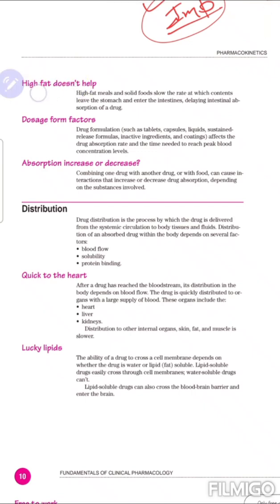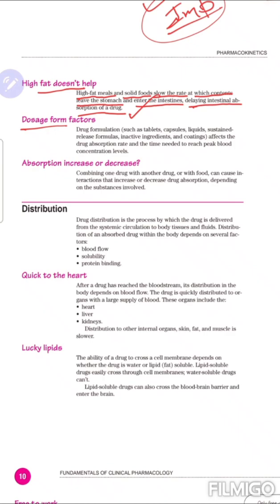High fat doesn't help. High fat meals and solid food slow the rate at which content leaves the stomach and enters the intestine, delaying the intestinal absorption of the drug. What is happening here? If a patient has high fat meals or solid foods, the rate of absorption slows, because the content leaves the stomach and enters the intestine slowly, delaying the intestinal absorption of the drug. Simple.